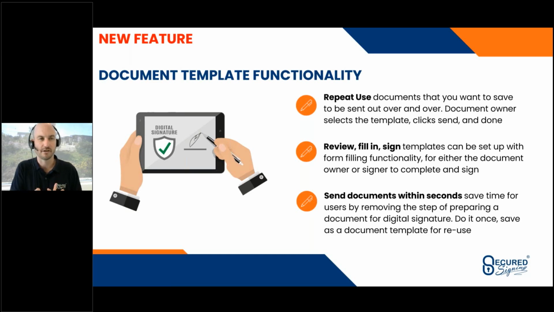Now, a document template is a document that you want to save. So you've prepared the document the first time because you know that this is a document that's going to be sent out over and over. For example, a supplier registration form, where you're asking suppliers to fill in information and then sign the document. Simply, the document owner would select the template and then just click send, and it's done.